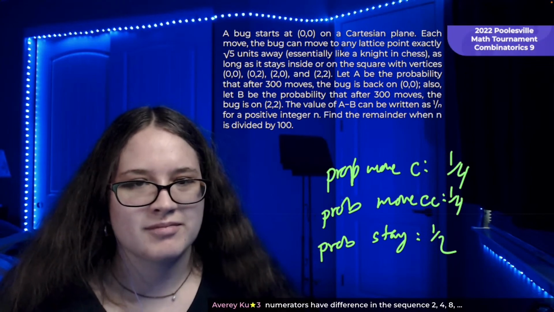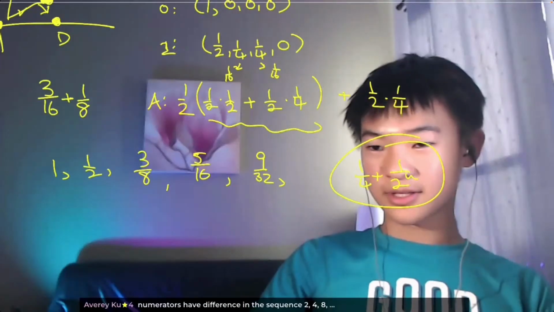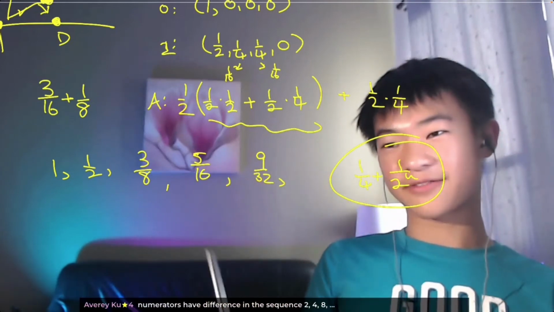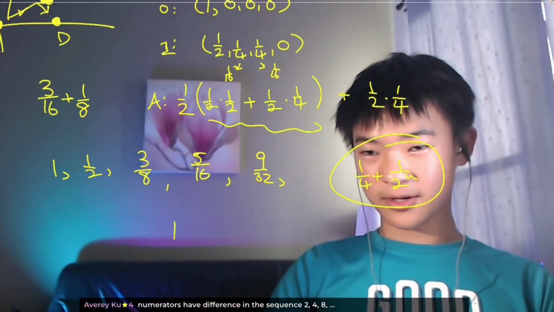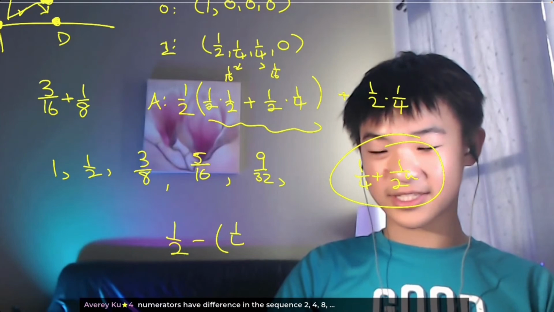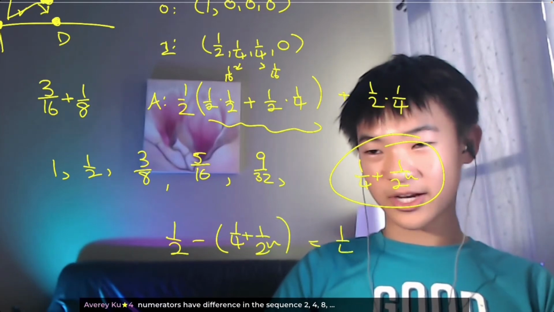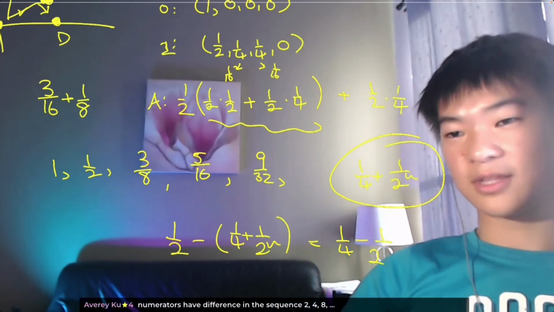Yeah, awesome. And then now let's look at C. Because B and D always sum to half. So C would be 1/2 minus this crazy expression, which is 1/4 minus 1/2 to the n.